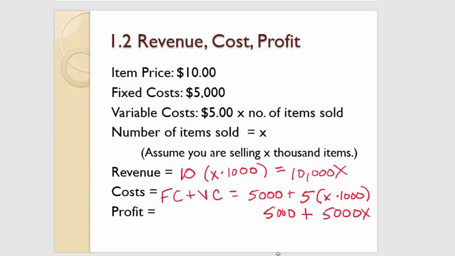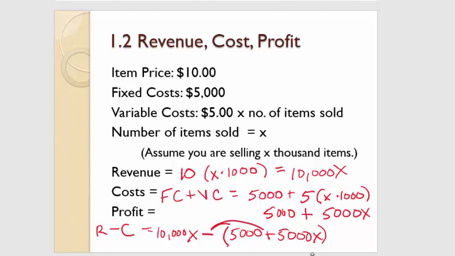Now let's find an expression for the profit. When I calculate profit, it is revenue minus costs. So the revenue is 10,000x minus my costs. Now when I subtract this binomial, I need to make sure that I put it in parentheses because I'm subtracting each term. So minus 5,000 plus 5,000x. So if I subtract and combine like terms, subtract each of the terms, I have 10,000x minus 5,000x, that gives me 5,000x. And minus 5,000 goes on the end. So my profit is 5,000x minus 5,000.